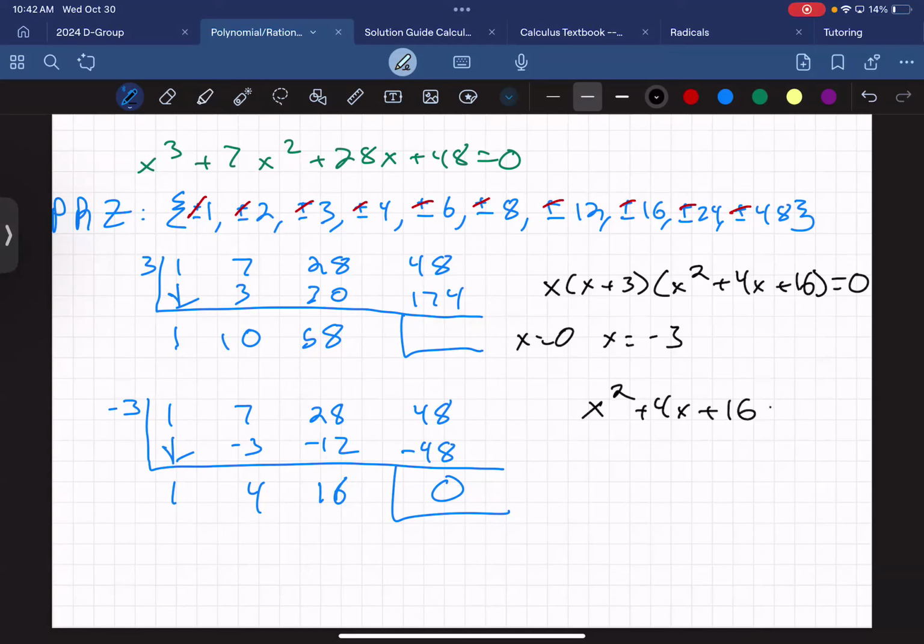Now, what factors of 16, though, add to 4? One and 16 doesn't work, 2 and 8 doesn't work, 4 and 4 doesn't work, right? So what do I need to use here? Can't factor a quadratic. We can use the quadratic formula, right? Well, let's do something different. What am I doing? Completing the square. Right. Now, if you use quadratic formula, we better get the same answer, right?